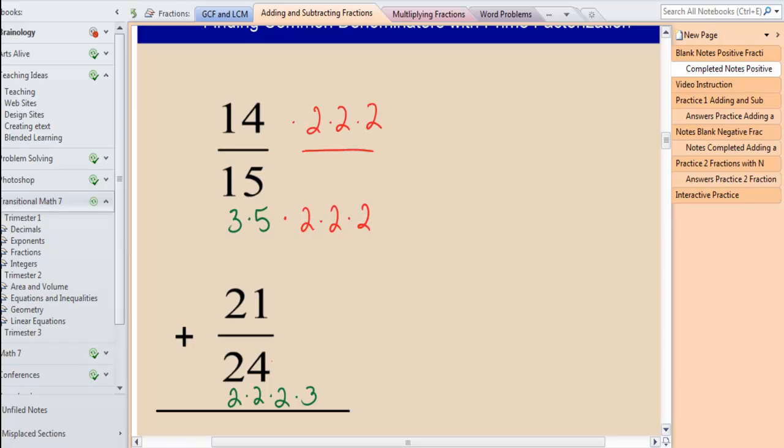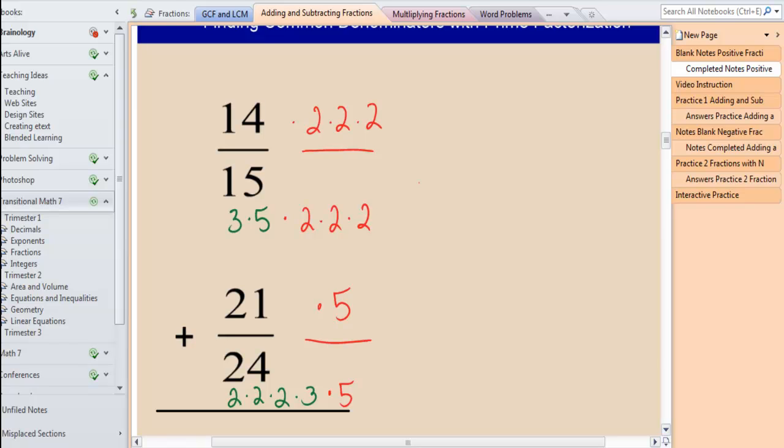Then in 24, I want to look at all the prime factors of 24 and make sure we have all the same prime factors down there that we have for 15. So for 15, I have 3 and 5. For 24, I have the 3 but no 5. So the 5 is what's missing. So I'm going to multiply the denominator and the numerator by 5 in my fraction.